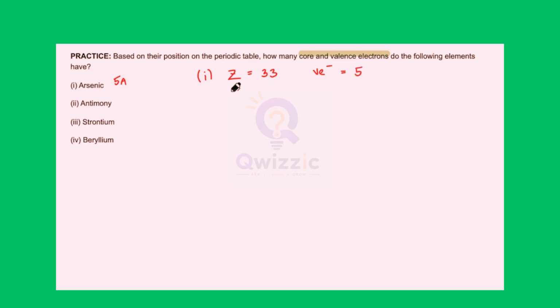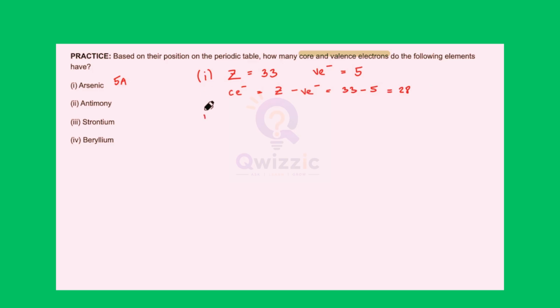Now to get the core electrons, Ce, we can simply subtract the two numbers and we will get the remaining electrons, which are not valence, right? Simply core electrons. So we take Z minus Ve, and this gives us 33 minus 5. We end up with 28 core electrons, okay?